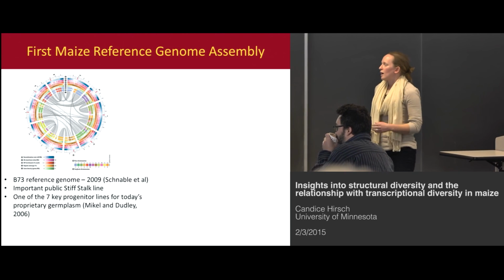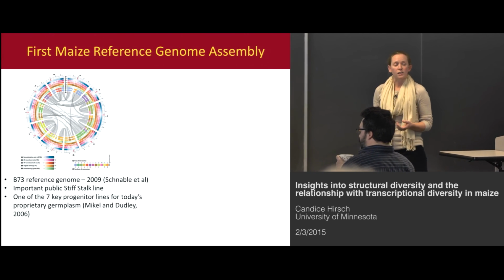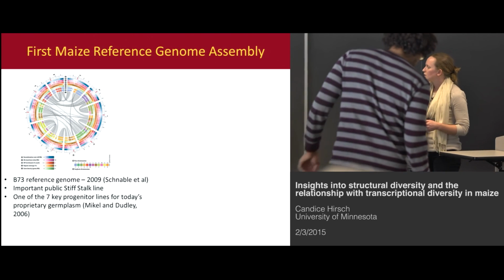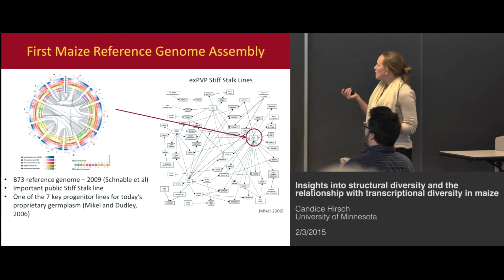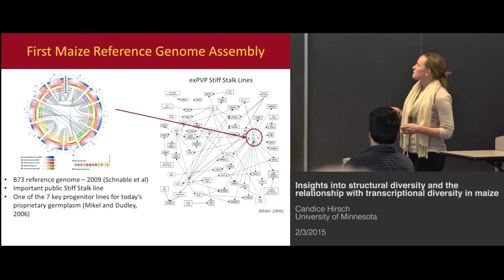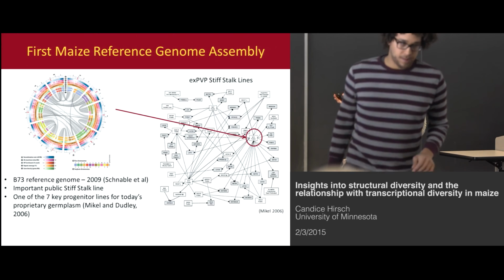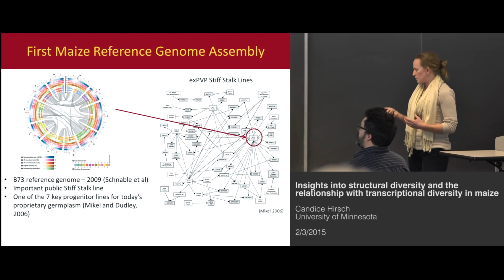It's one of what we consider the 7 key progenitor lines to most of the proprietary germplasm that is available today. And if you look here, we have B73, and these are all XPVPs from the stiff stalk heterotic group, and you can see this high interconnective nature of B73 with commercial germplasm.